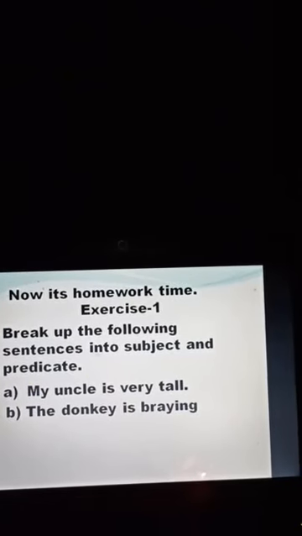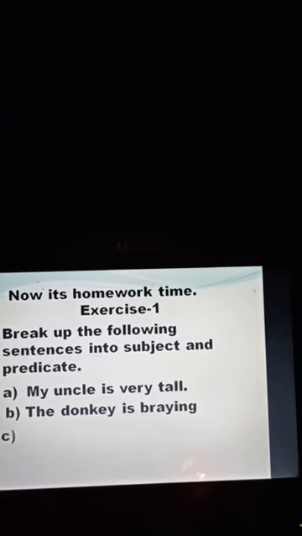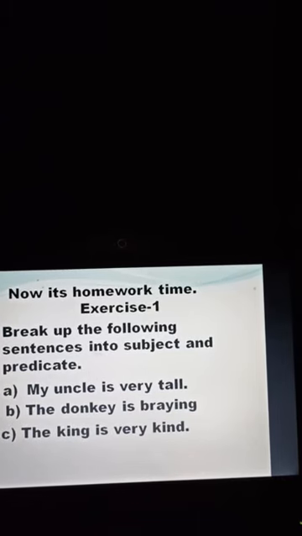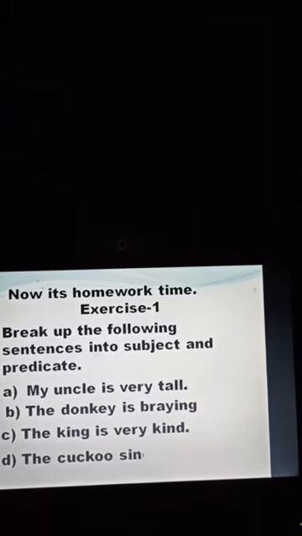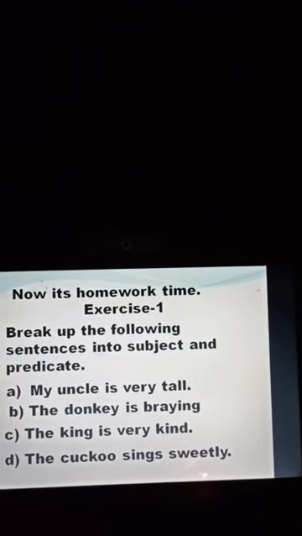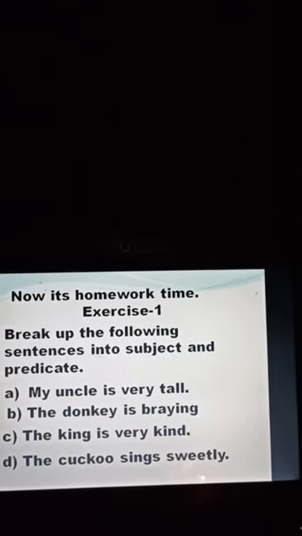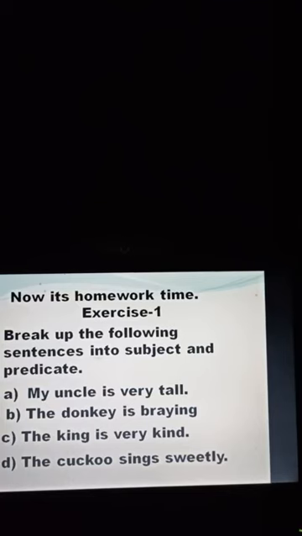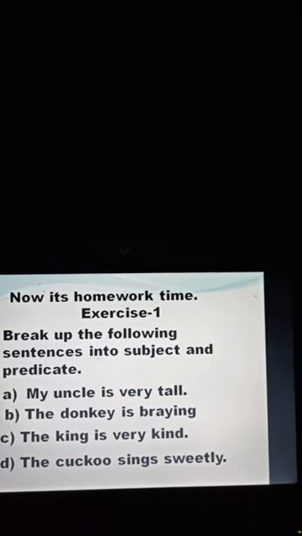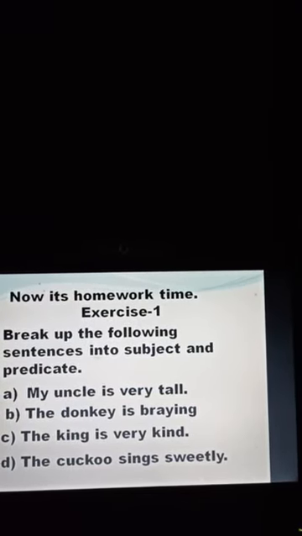Next, the donkey is braying. The king is very kind. The cuckoo sings sweetly. You have to do all the subject and predicate, bifurcate it and write S for subject and P for predicate.